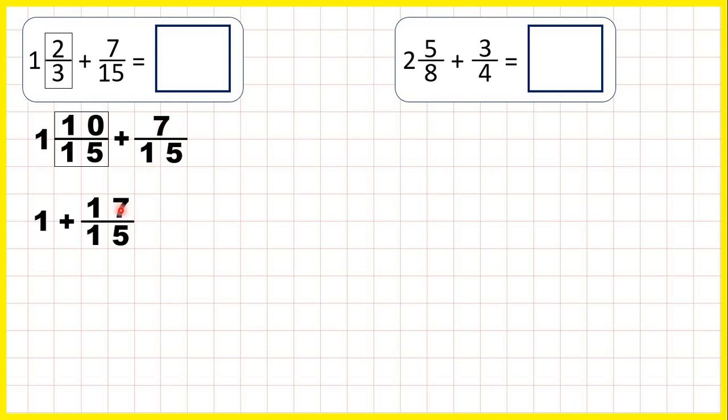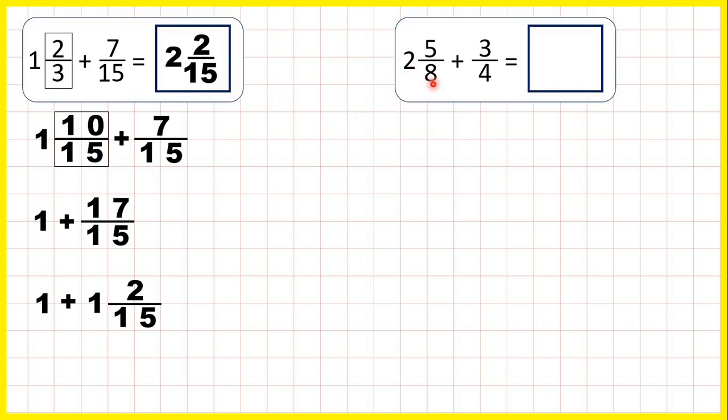But we can't write 1 17/15 as our answer, because we can't have an improper fraction in a mixed number. So we need to change 17/15 to a mixed number. So rather than 1 plus 17/15, we have 1 plus 1 2/15, because 17 divided by 15 is 1 remainder 2. That gives us 2 2/15 as our answer.